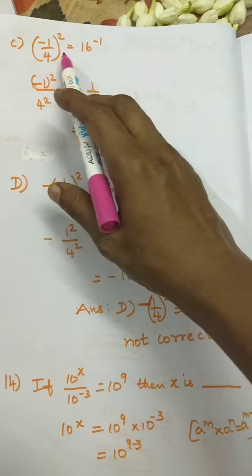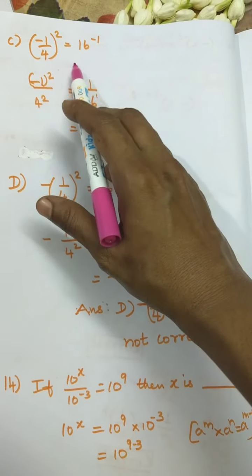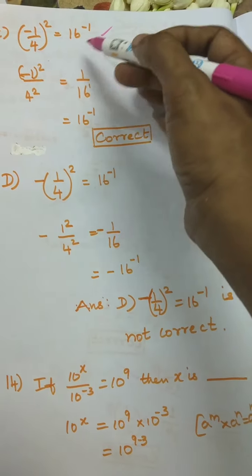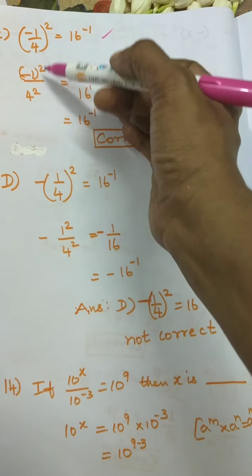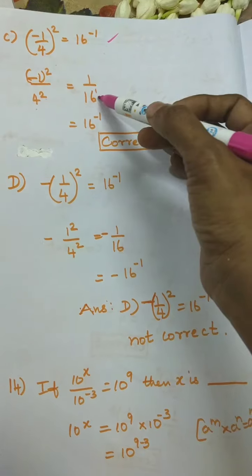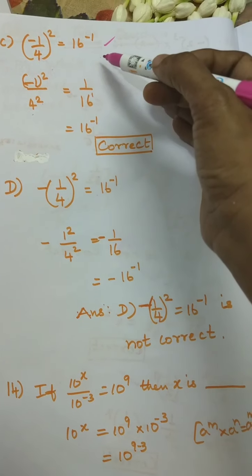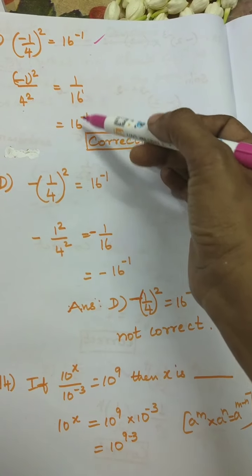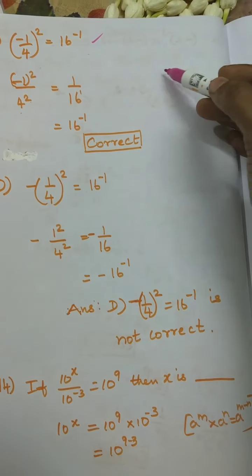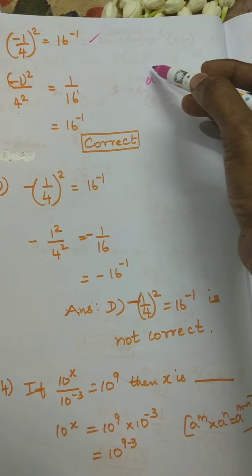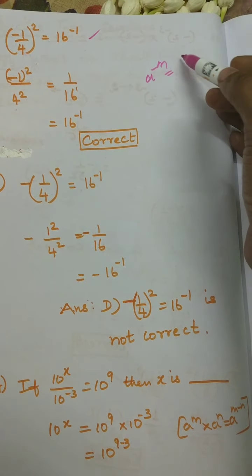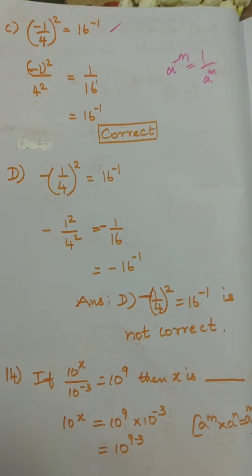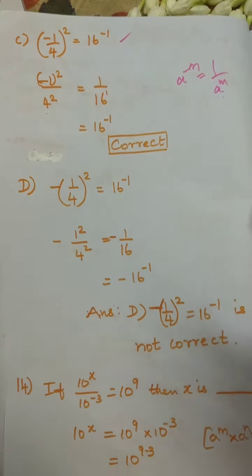Then C sum. Minus 1 by 4 the whole square is equal to 16 power minus 1. You have to check whether this is right or not. So minus 1 the whole square, 4 square. We can write this as 1 by 16. So 1 by 16 can be written as 1 by 16 power 1. So if it comes to the numerator, it can be written by a power minus m is equal to 1 by a power m. 16 power minus 1. So this is also correct.